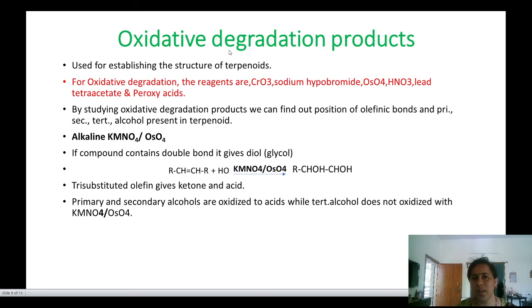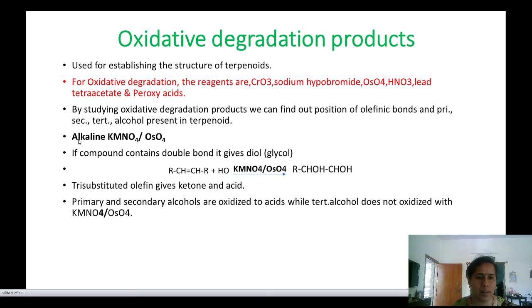Next, oxidative degradation products. Here, it is used for establishing the structure of terpenoids. For oxidative degradation, the reagents are like this: first is CrO3, sodium hypobromite, osmium tetroxide, nitric acid, lead tetraacetate, and peroxy acids. By studying the oxidative degradation products, we can easily find out the position of double bonds and the primary, secondary and tertiary alcohols present in the compound.